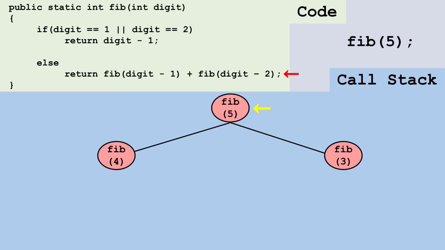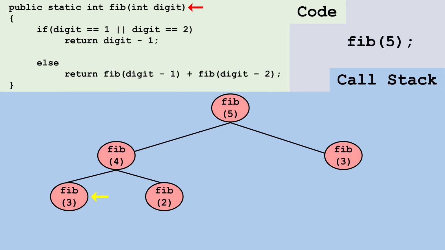I usually go down the left tree branch and then go back around and fill out anything I need to. We go to the fib4 node. 4 goes into the digit parameter. We see that it's not 1 or 2, so we're going to make a call to fib3 and then fib2. We go to the fib3 node. 3 is not equal to 1 or 2, so we make a call to fib2 and then fib1.